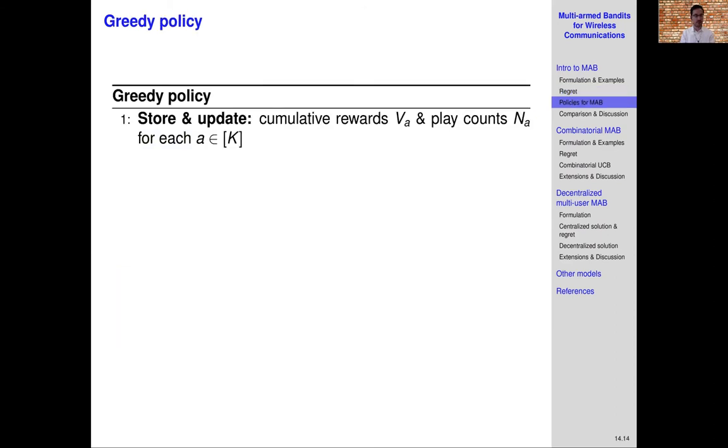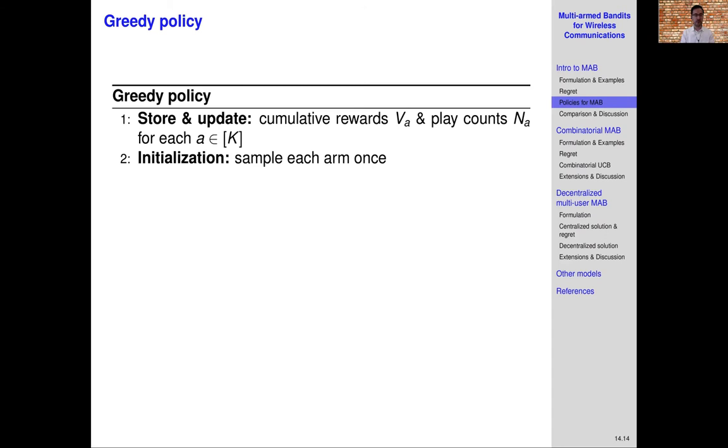Next, I will describe policies and what type of regrets they achieve. We'll try to construct regret minimizing policies. First of all, let's consider a greedy policy. The greedy policy stores and updates cumulative rewards and play counts for each arm.